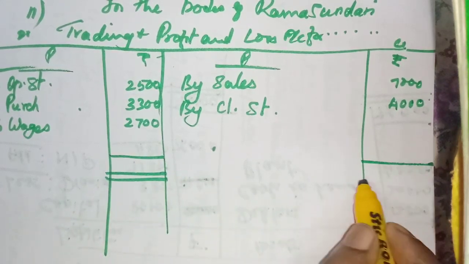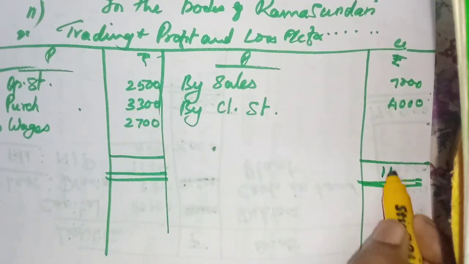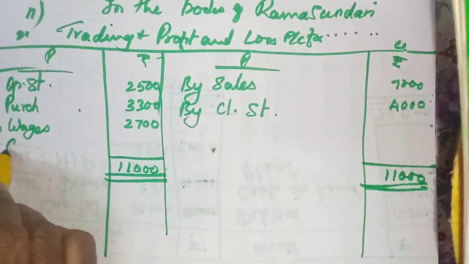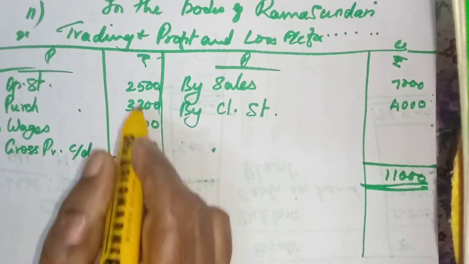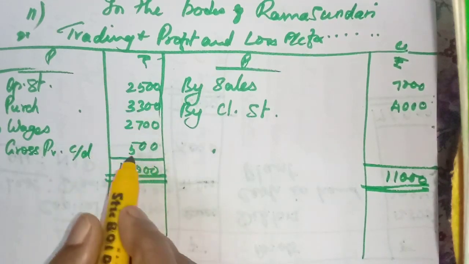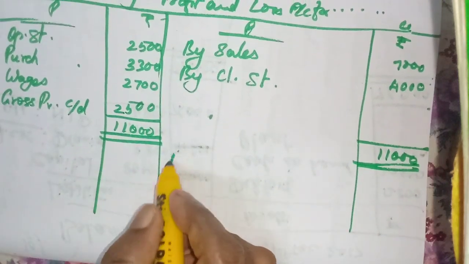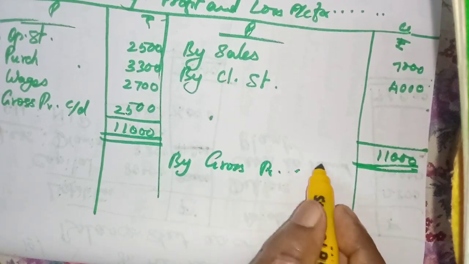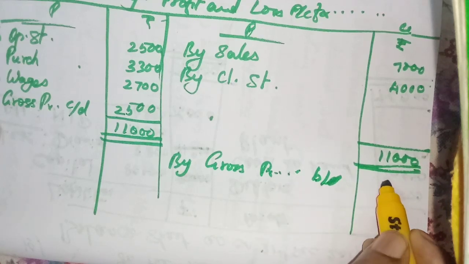Draw like this. Okay. Which side here 11,000, here less. Okay, so we will write this one 11,000. Then to gross profit carried down. Okay, 2,500. Immediately you write this item on the credit side. By gross profit brought down, you write fully. Okay, full name, gross profit brought down 2,500.